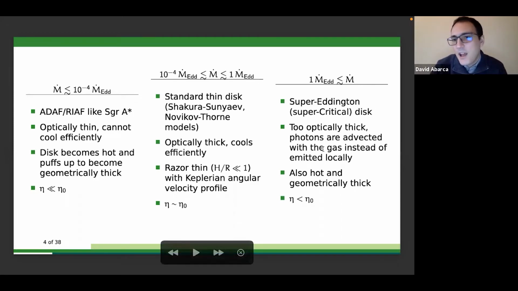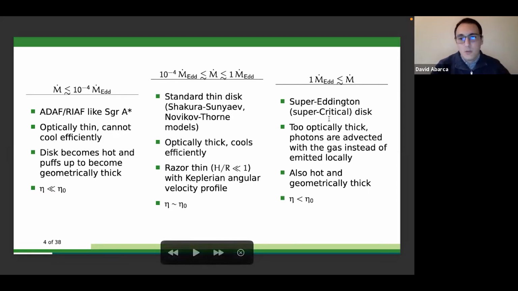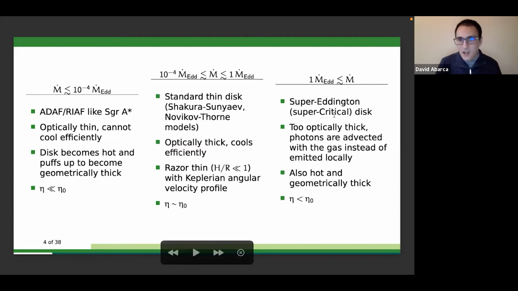At the high end, and this is what we're going to talk about today, is when you get more than this Eddington accretion rate. This is called a super-Eddington or supercritical disk, depending on who you're talking to. What happens here is that the disk is so optically thick that the photons which are generated cannot escape the accretion disk. They undergo too many scattering processes before they're absorbed onto the central object. This causes them to heat up, and then they expand due to radiation pressure. So you basically have thick disks on either side of this spectrum.